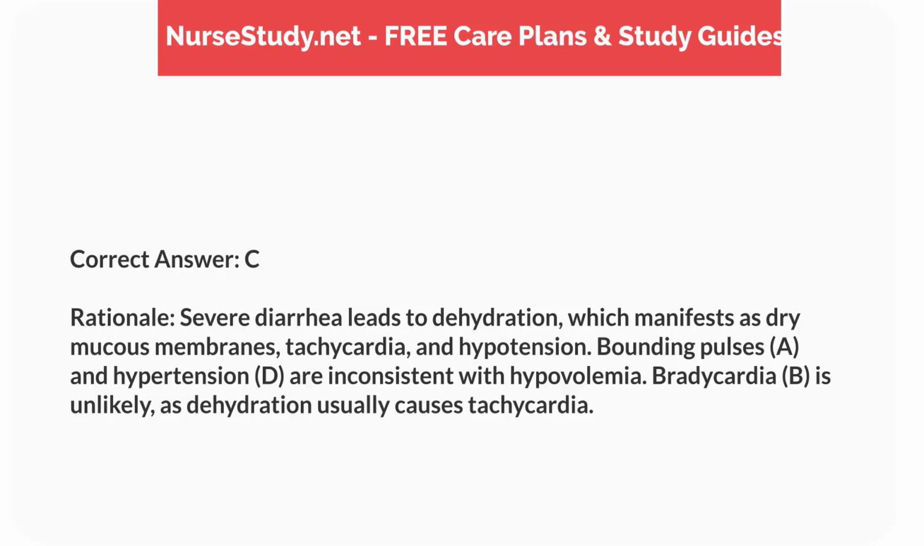Rationale: severe diarrhea leads to dehydration, which manifests as dry mucous membranes, tachycardia, and hypotension. Bounding pulses, A, and hypertension, D, are inconsistent with hypovolemia. Bradycardia, B, is unlikely, as dehydration usually causes tachycardia.